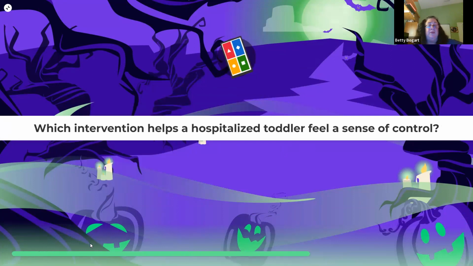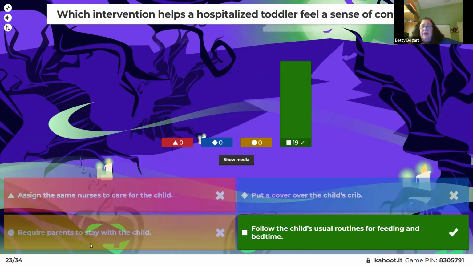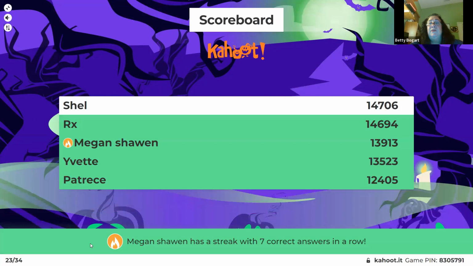Which intervention helps a hospitalized toddler feel a sense of control? I mean, have you ever gone on vacation with a young child ages 1 to 3? It's pretty hard. They don't want to sleep. They don't want to nap. They get a little bit cranky. Why? And how could we actually change that? Following the usual routines, absolutely. And it does help. Same food, same time for naps, same times for their bath time. It does make a huge difference with toddlers.